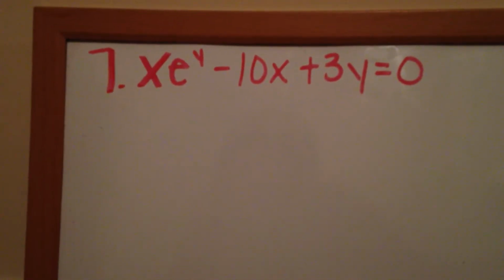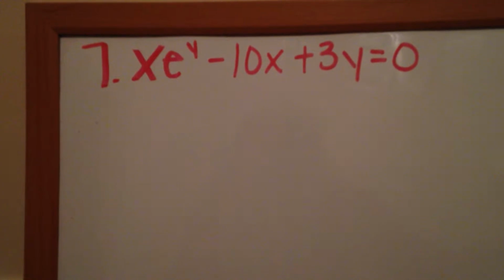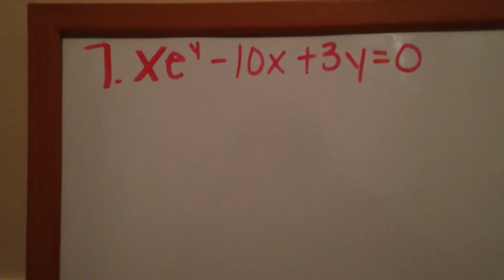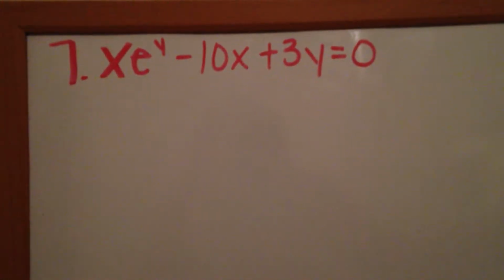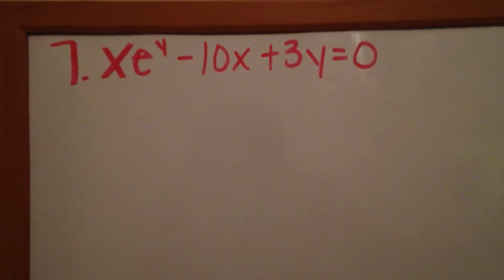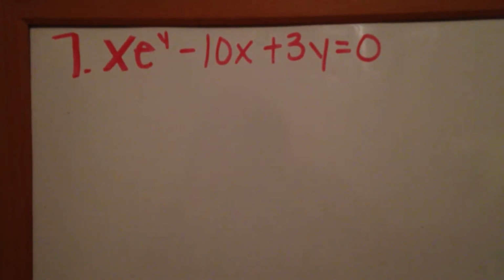Hey, Ainsley Colombo here, and I'm going to teach you how to take the implicit differentiation of an equation. Now, I'm doing problem number 7 from page 171 in the textbook. The directions for this equation simply state, take dy over dx by implicit differentiation.